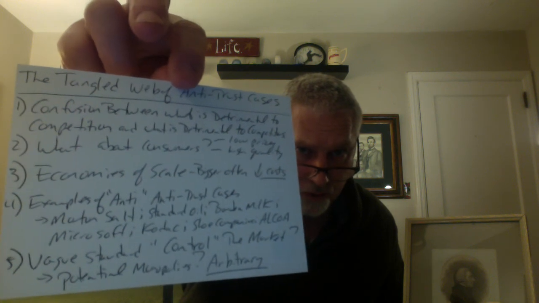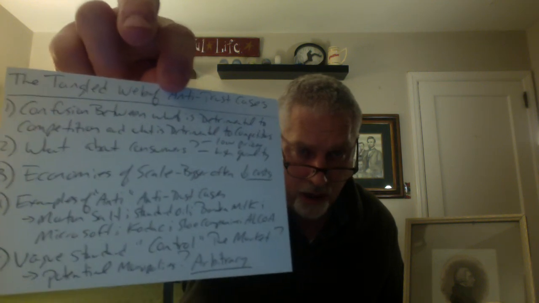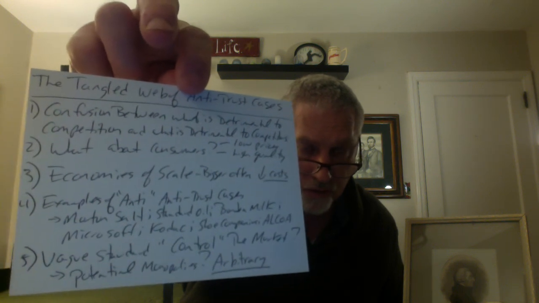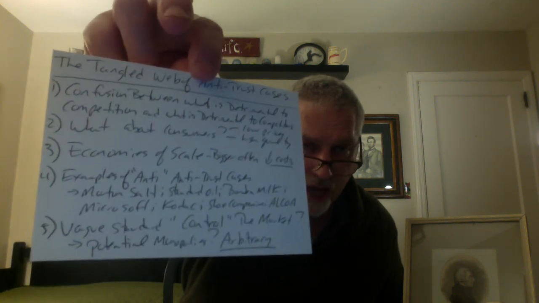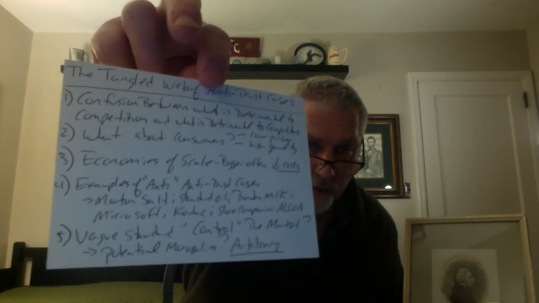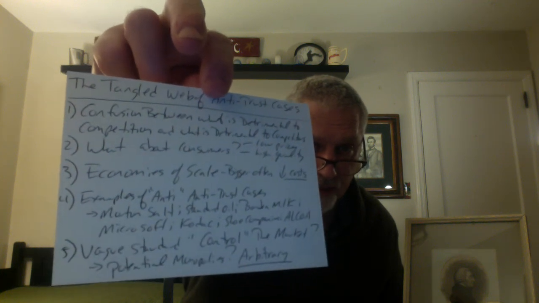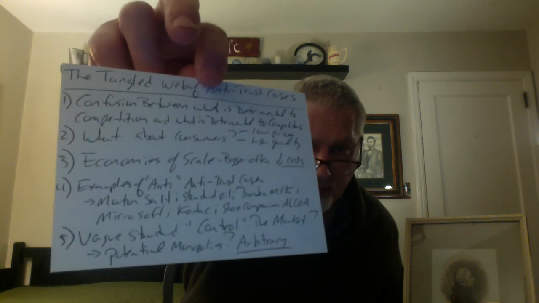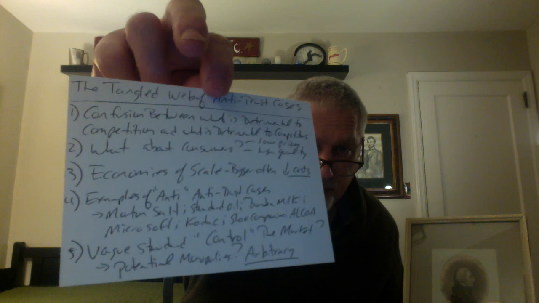So again, just to review, I call it the tangled web of antitrust cases. There's a confusion between what is detrimental to competition and what is detrimental to competitors, and there's usually not as much attention paid to consumers and what is good for them. Oftentimes, it's forgotten that big companies have economies of scale that can allow them to have lower prices, and maybe that's good for consumers. Some examples of antitrust cases involve Morton Salt, Standard Oil, Borden Milk, Microsoft, Kodak, and Alcoa. The problem is sometimes the standard about what control a company has over the market is very difficult and pretty arbitrary to determine.